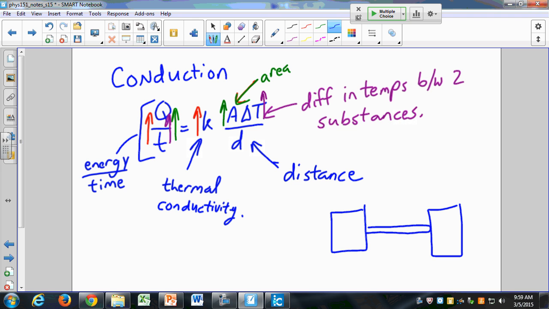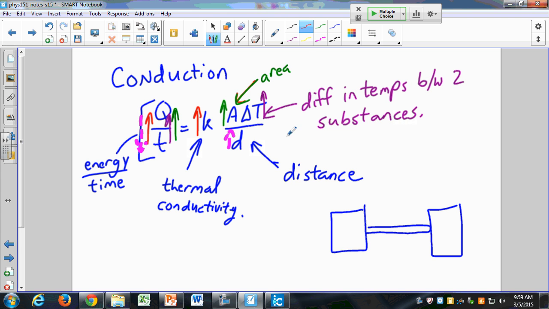If this rod is longer, then is that going to cause my rate of energy transfer to go up or to go down? If I make the length of this rod longer and longer, it's going to make it go down. So I have one substance here, another substance here, they have a difference in temperature. The area would represent the area of this rod. The distance, D, would represent the length of this rod that connects these two, that puts these two in thermal contact. So if that distance D goes up, then the rate of energy transfer will go down.